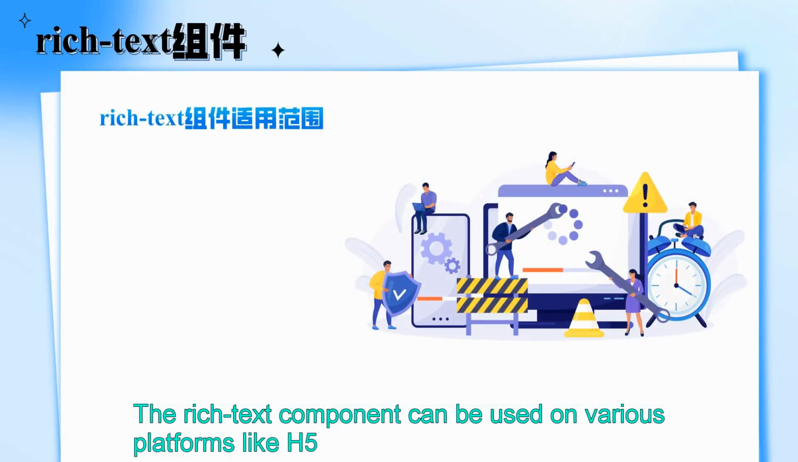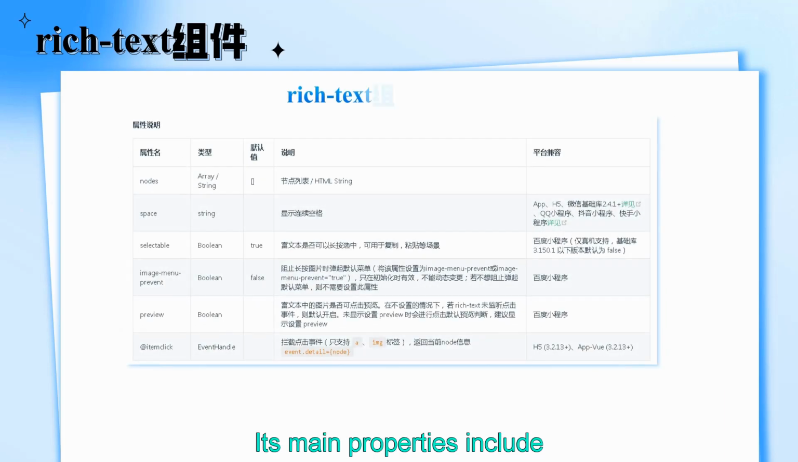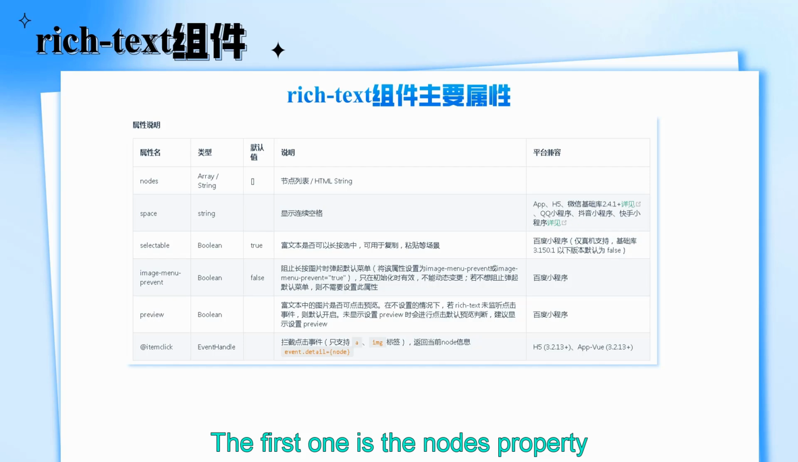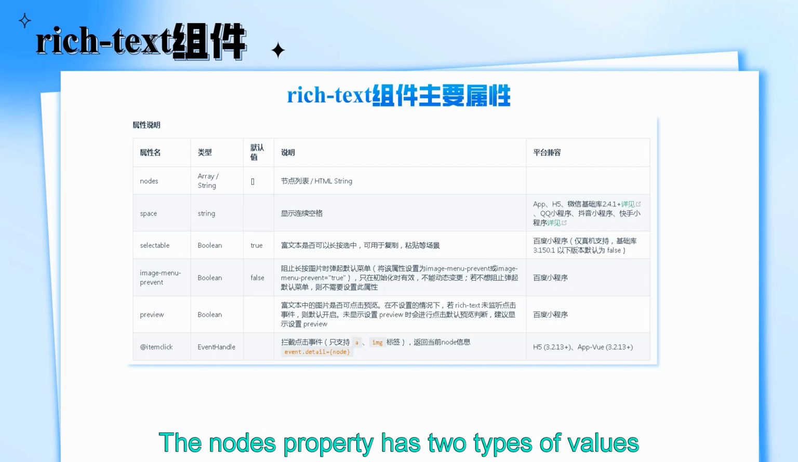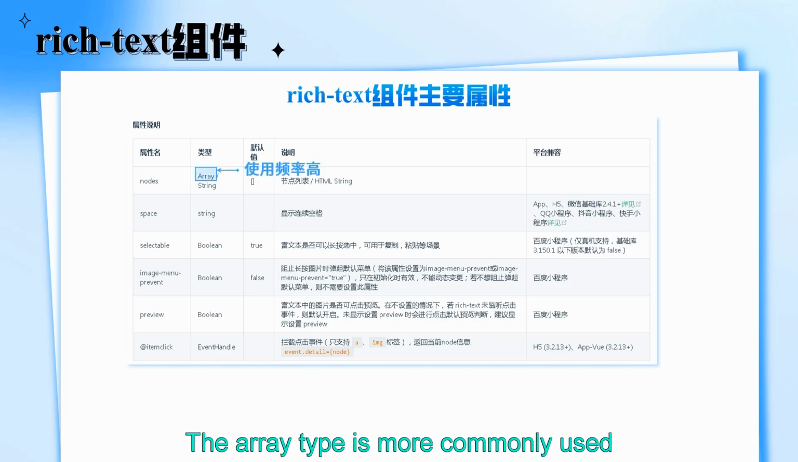The rich text component can be used on various platforms like H5, app, and many mini programs. Its main properties include: the first one is the nodes property. The nodes property has two types of values: an array type and a string type, both of which are frequently used. The array type is more commonly used.